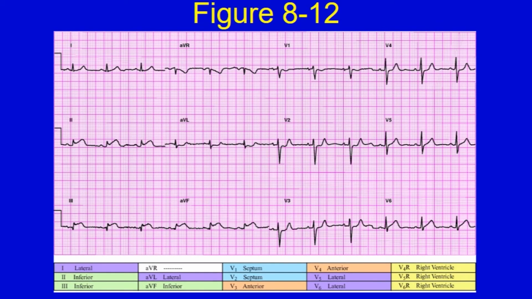The inferior MI in 2, 3, and aVF. Anything else got your attention? So we are seeing some reciprocal changes, certainly in aVL. Look at V1 and V2. Maybe even V3, but V2 in particular. See, it's just a little bit depressed.